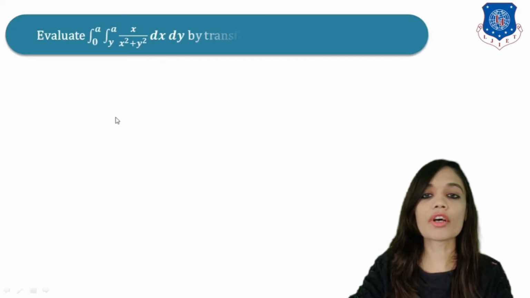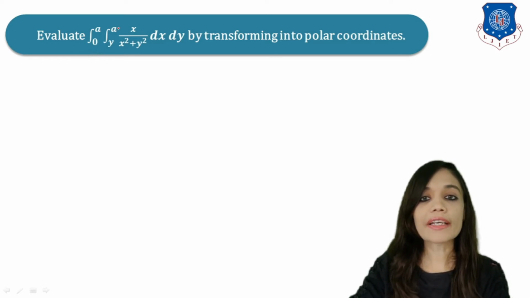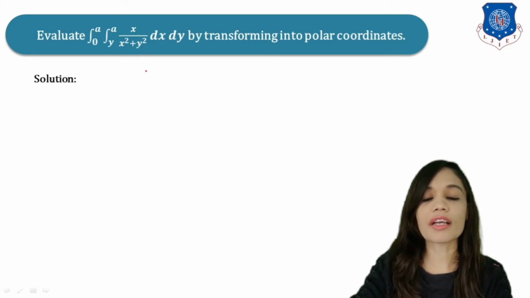So let us solve one more example. We have to evaluate the double integration from 0 to a, y to a, of x/(x² + y²) dx dy by transforming into polar coordinates, right? So again we have to transform the given integral into polar coordinates, right? Let us start with the solution.